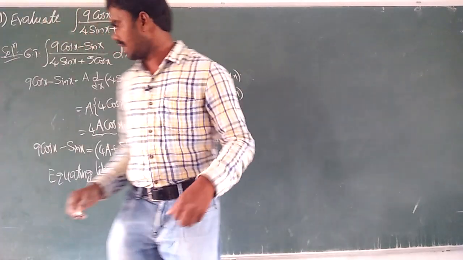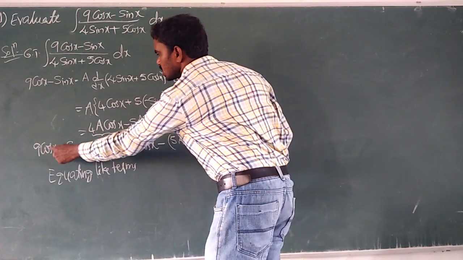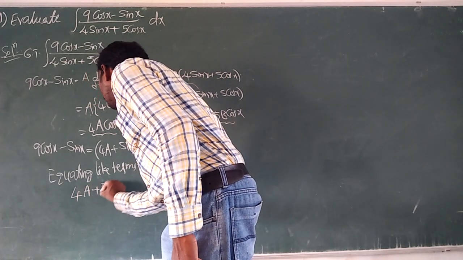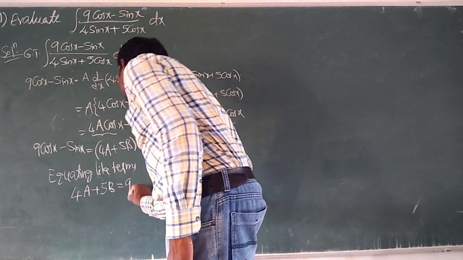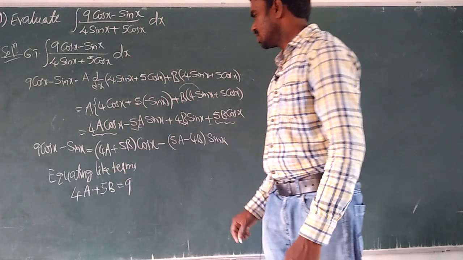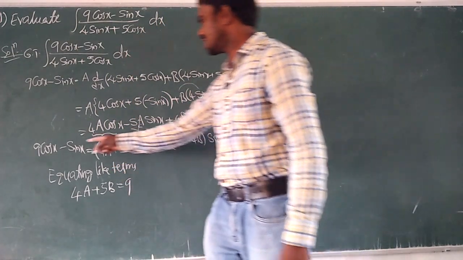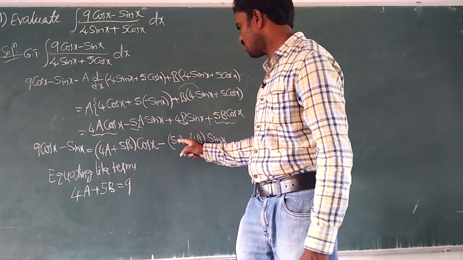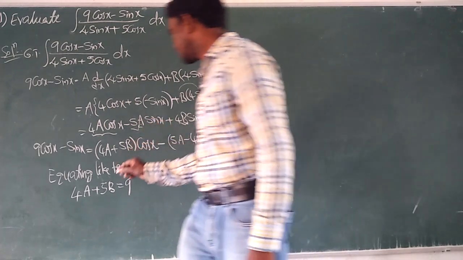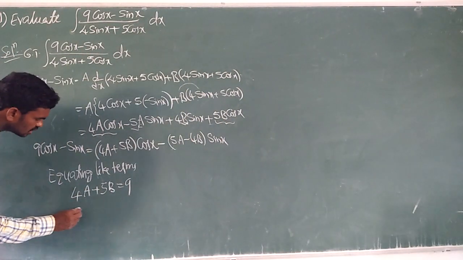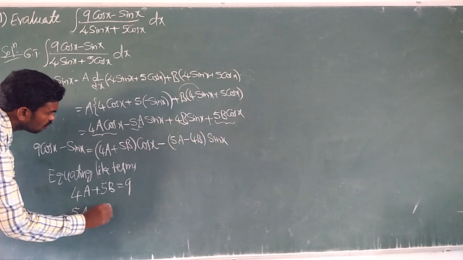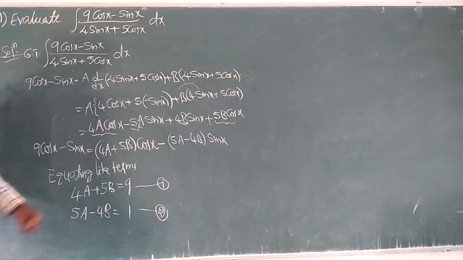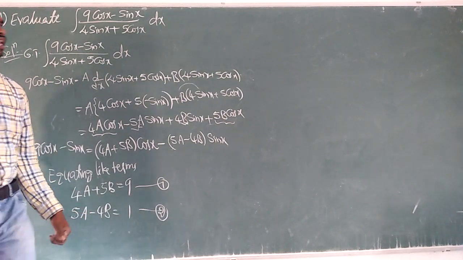So what are the like terms? The cos x coefficient here and the cos x coefficient 9. So we get 4a plus 5b equal to 9 by equating cos x terms. Similarly, equating sin x terms, the sin x coefficient is minus 1 and minus of (5a minus 4b), so minus minus cancel. Simply we get 5a minus 4b equal to 1. Equation 1, equation 2. By solving 1 and 2 we can get the a and b values.